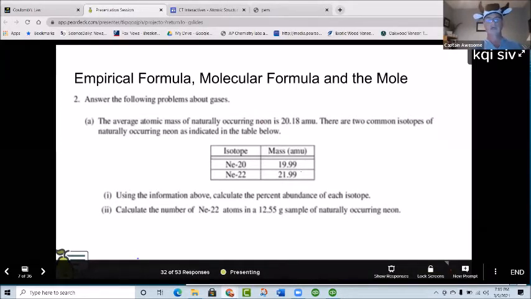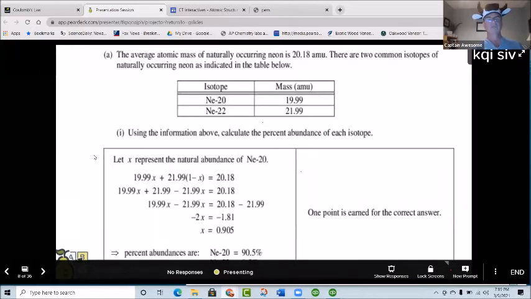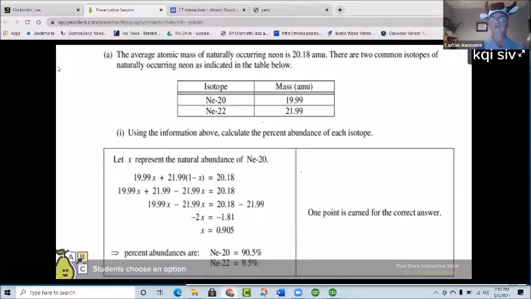So let's go ahead and look and see, for that first part I, how you would actually do this. Whenever you have just 2 isotopes, you can create a problem where one of them is going to be X, X percent, let's make it. And the other one is going to be the other part. So if X is 40%, then the other isotope has to be 60%.